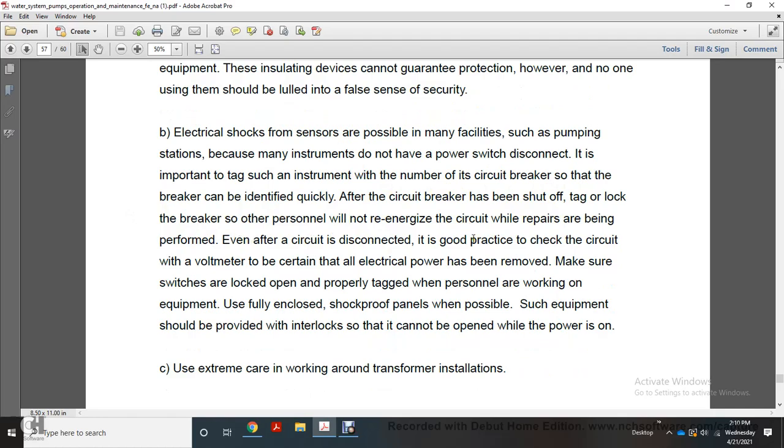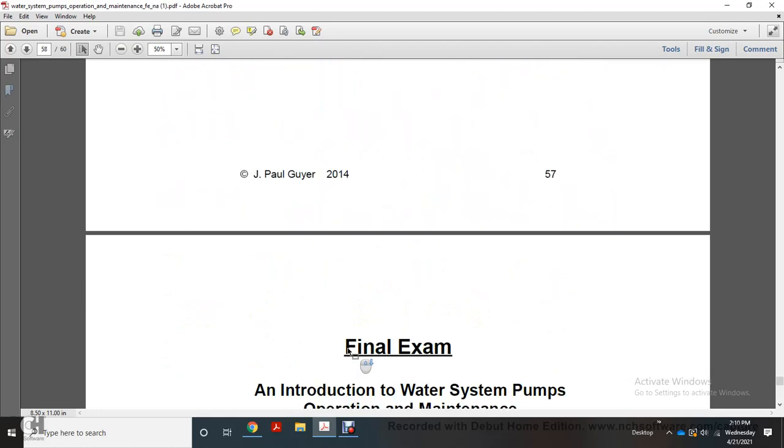Even if the circuit is disconnected, it is good practice to check the circuit with a voltmeter to make sure the electrical power has been removed. Make sure switches are locked and properly tagged when persons are working on the equipment. Use fully enclosed shock-proof panels when possible. Such equipment should be provided with interlocks that cannot be opened when the power is on. Use extreme caution when working on a transformer installation.